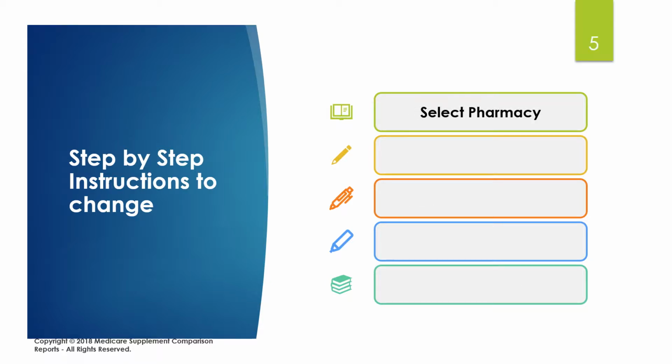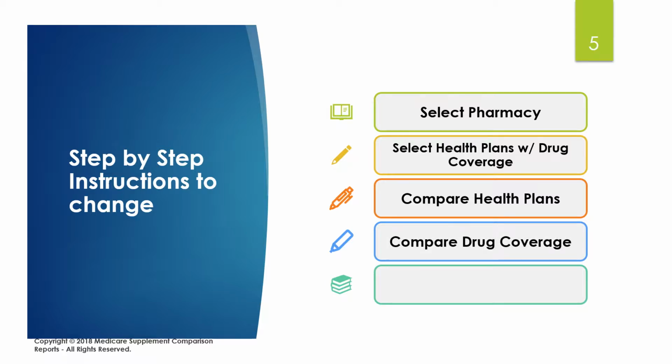We're going to choose a pharmacy. So if you have a preferred pharmacy, we want to make sure that they have your prescription drugs at the best value. We're going to select health plans with drug coverage. Next time we'll be looking at just prescription drug plans, but today we're exploring Medicare Advantage and prescription drug plans combined. The next box is compare health plans, compare drug coverage, and then enroll.